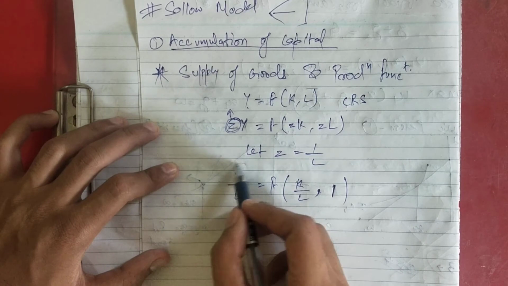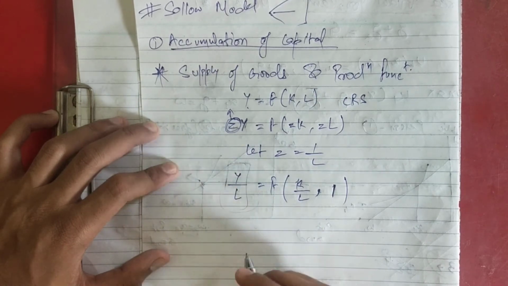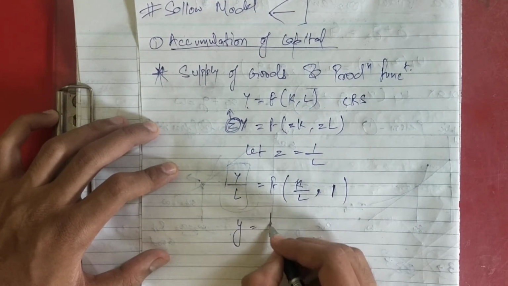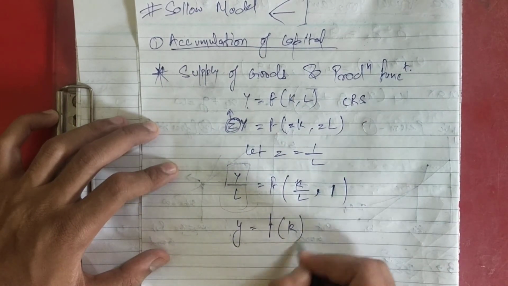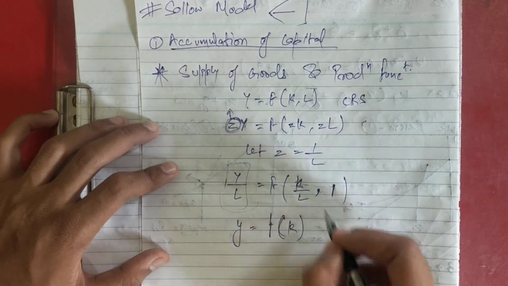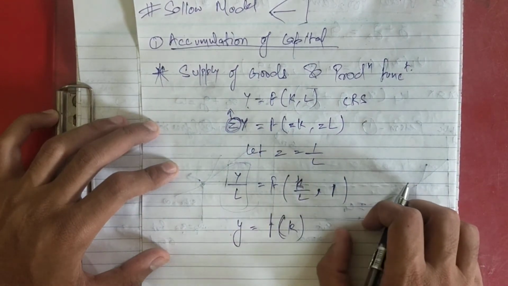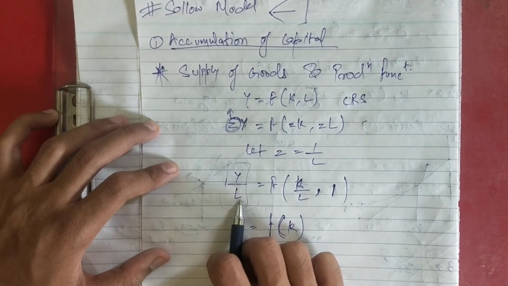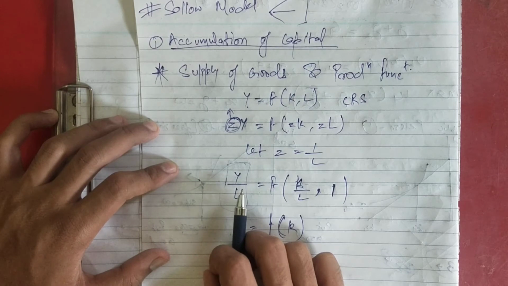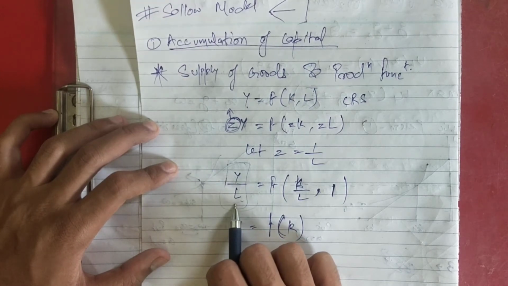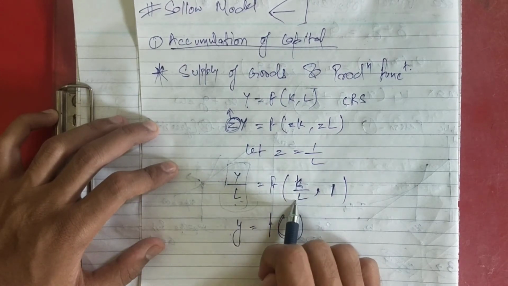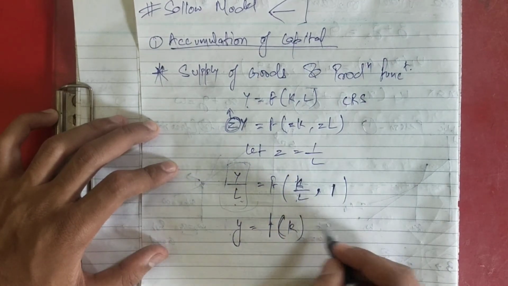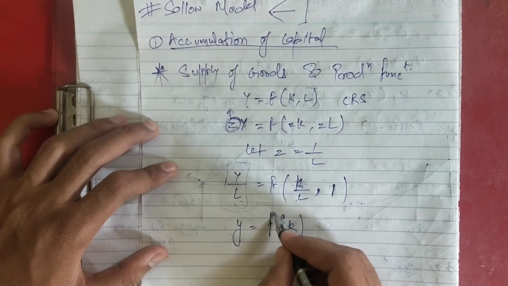Now what does this imply? This is small y, a function of small k, since L term is 1. Small y is equal to Y upon L, and the mathematical interpretation is that it implies output per labor or worker. Similarly, K by L implies capital per labor or worker. So we have just modified our function into per capita form.